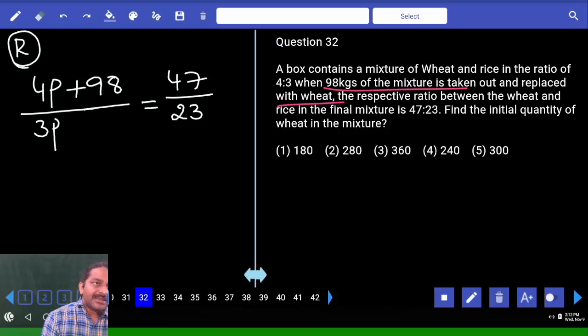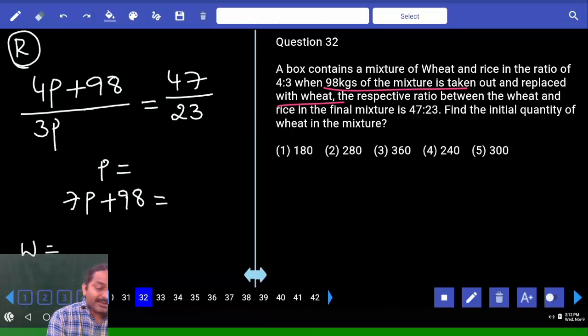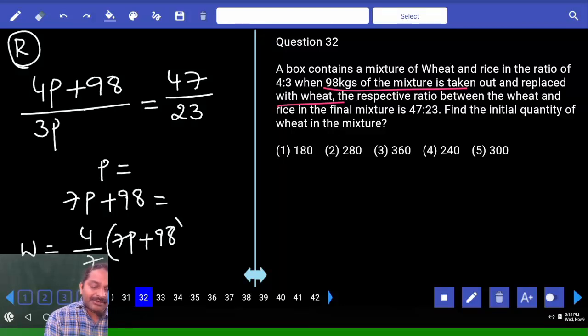47:23. When you calculate this, will you get the value of 1 part? After getting the 1 part value, we need to calculate the total, which is 7 parts plus 98. Out of this total, when you are asked to calculate only wheat, wheat is 4/7 of (7 parts plus 98). Understood? So this must be your final answer.